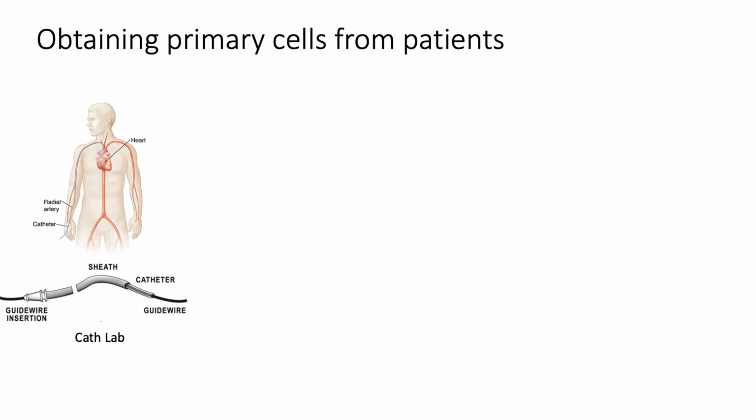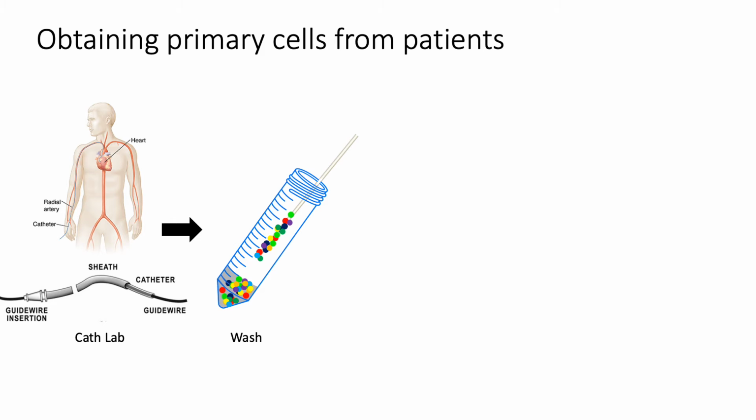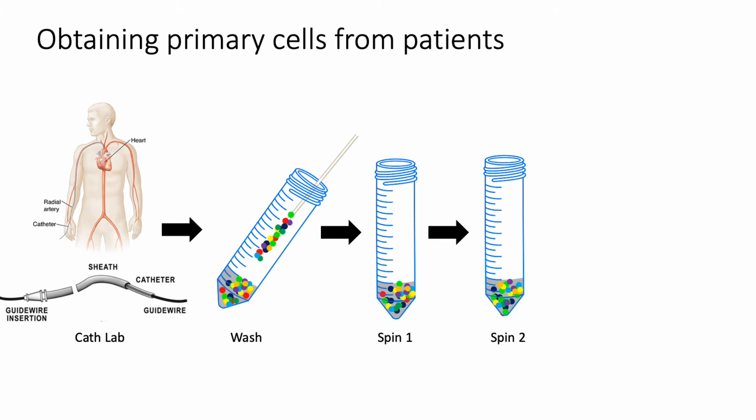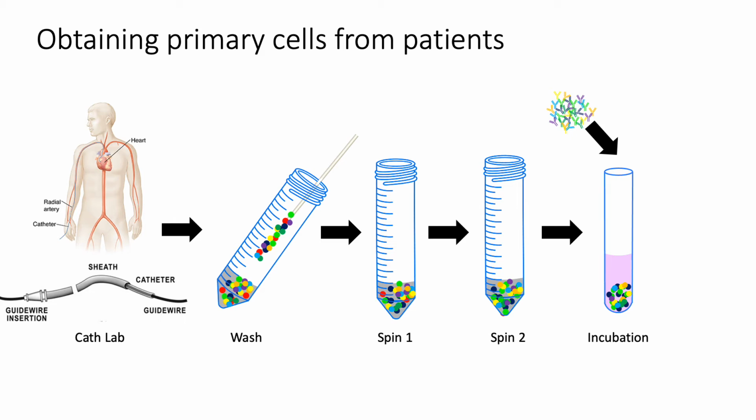Immediately following the procedure in the OR, the sheath is placed in a conical tube with dissociation buffer and ice and transported back to our lab. The admixture of cells is washed off into the tube, centrifuged, and the pellet is treated with red blood cell lysis solution. The sample is then centrifuged a second time and resuspended in cell staining buffer and incubated in a cell sorting tube with fluorescent conjugated antibodies for specific cellular components. Following the incubation, the cells are centrifuged and the pellet is resuspended and taken to be sorted.